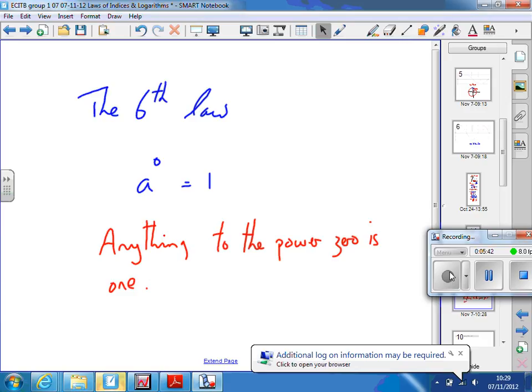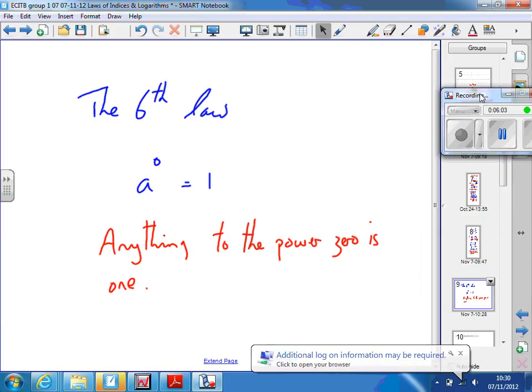You can use similar arguments to the ones I've been using for the other three, because we take as read the first two. We can use those to prove that anything to the power 0 is 1. Those are the six laws of indices. What I want to do now is focus on using those laws of indices to simplify.